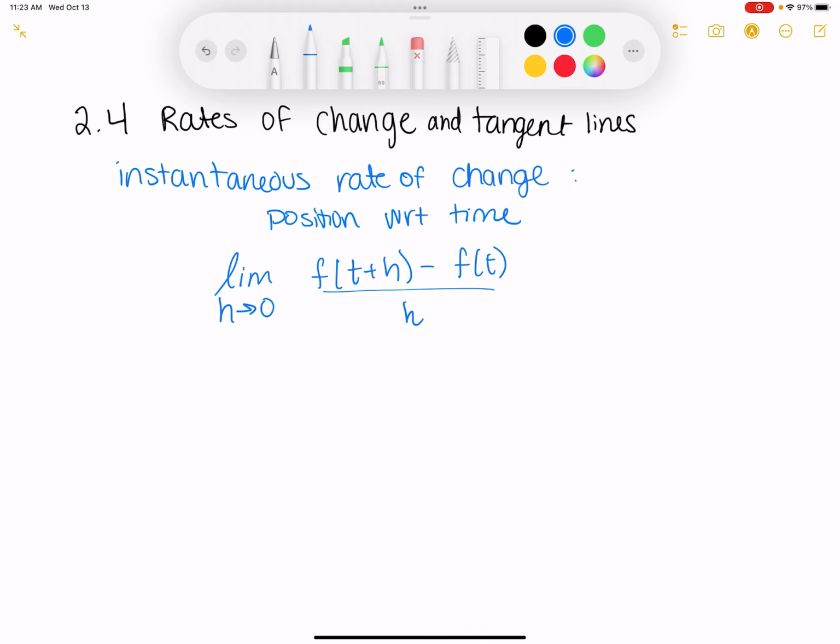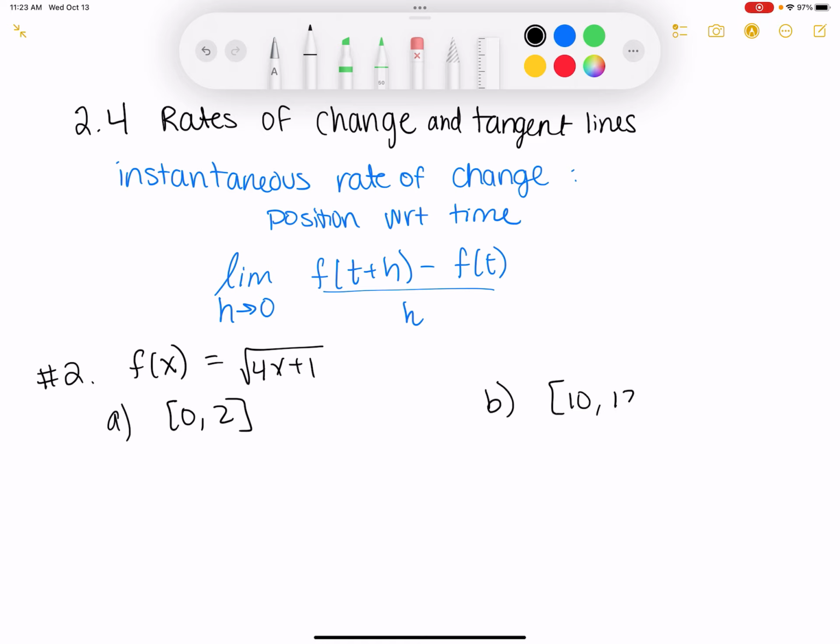So we're going to be using that to find the average rate of change of the function over a time interval, starting with number 2. So they give us 2 different intervals that we're going to do it over. So first of all, the function we're using is f of x is equal to the square root of 4x plus 1. And first we're going to do it for the interval 0 to 2, and then we're going to do it for the interval of 10 to 12.